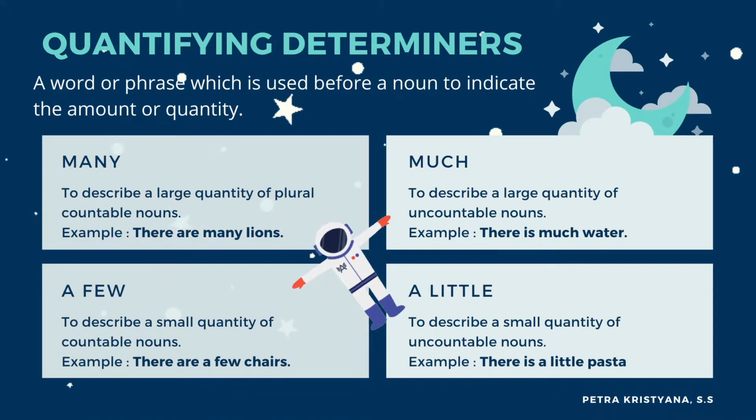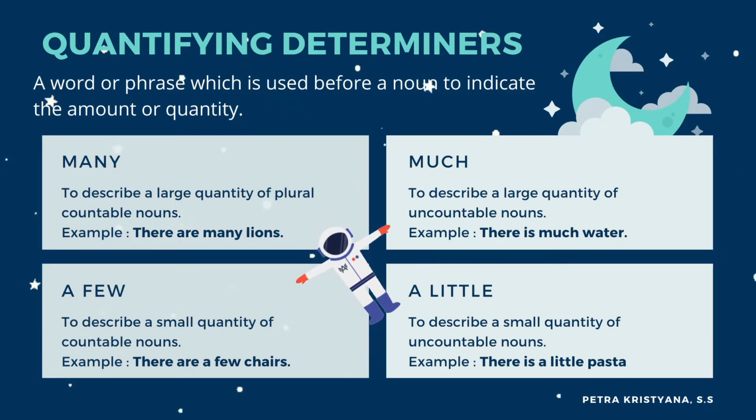The second one, it is much. Much is to describe a large quantity of uncountable nouns ya. Jadi digunakan ketika kata bendanya itu tidak bisa dihitung. For example, like this, there is much water. Okay, so many and much, it is different. The use is different when you use it. So you must pay attention to the nouns ya. Jadi harus diperhatikan nouns-nya itu bisa dihitung atau tidak bisa dihitung.